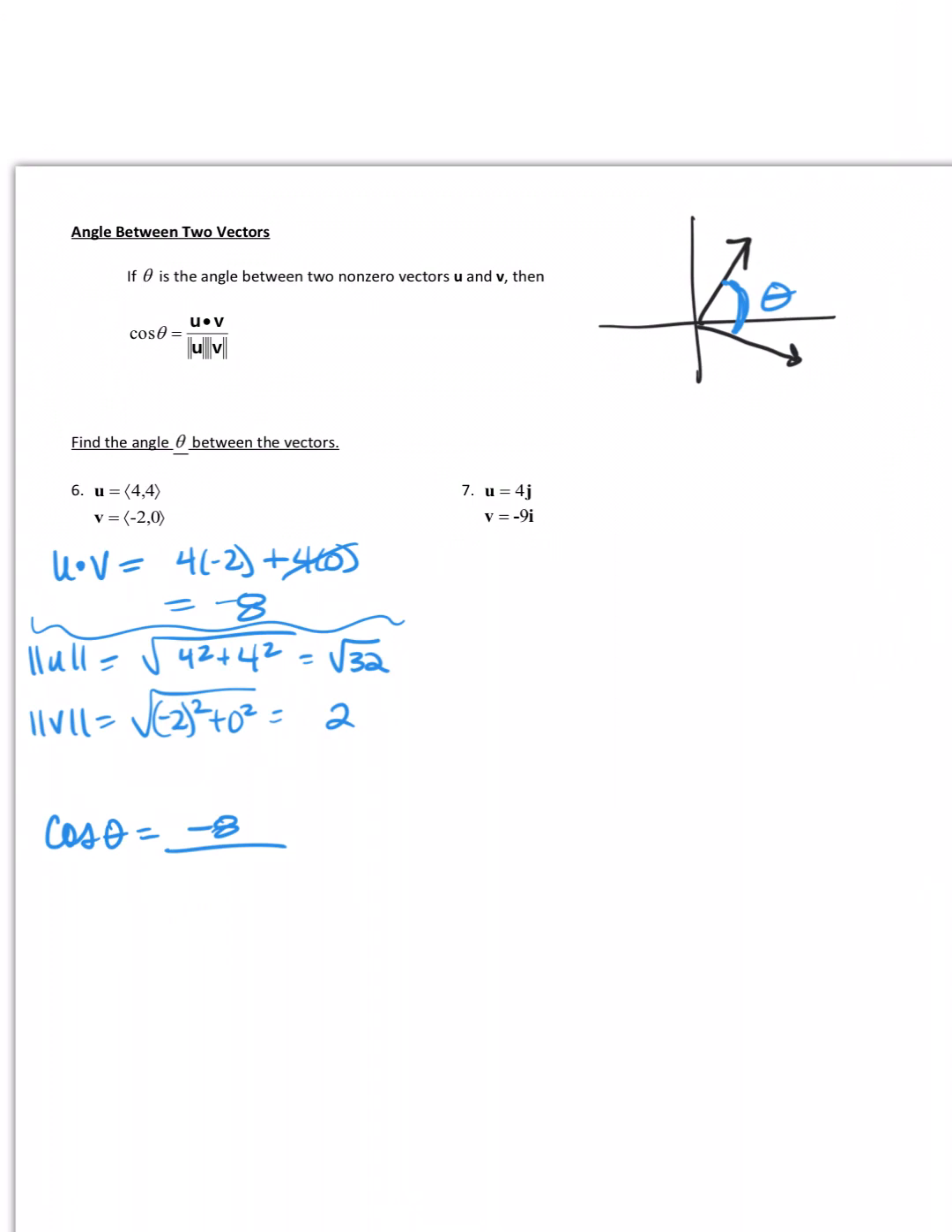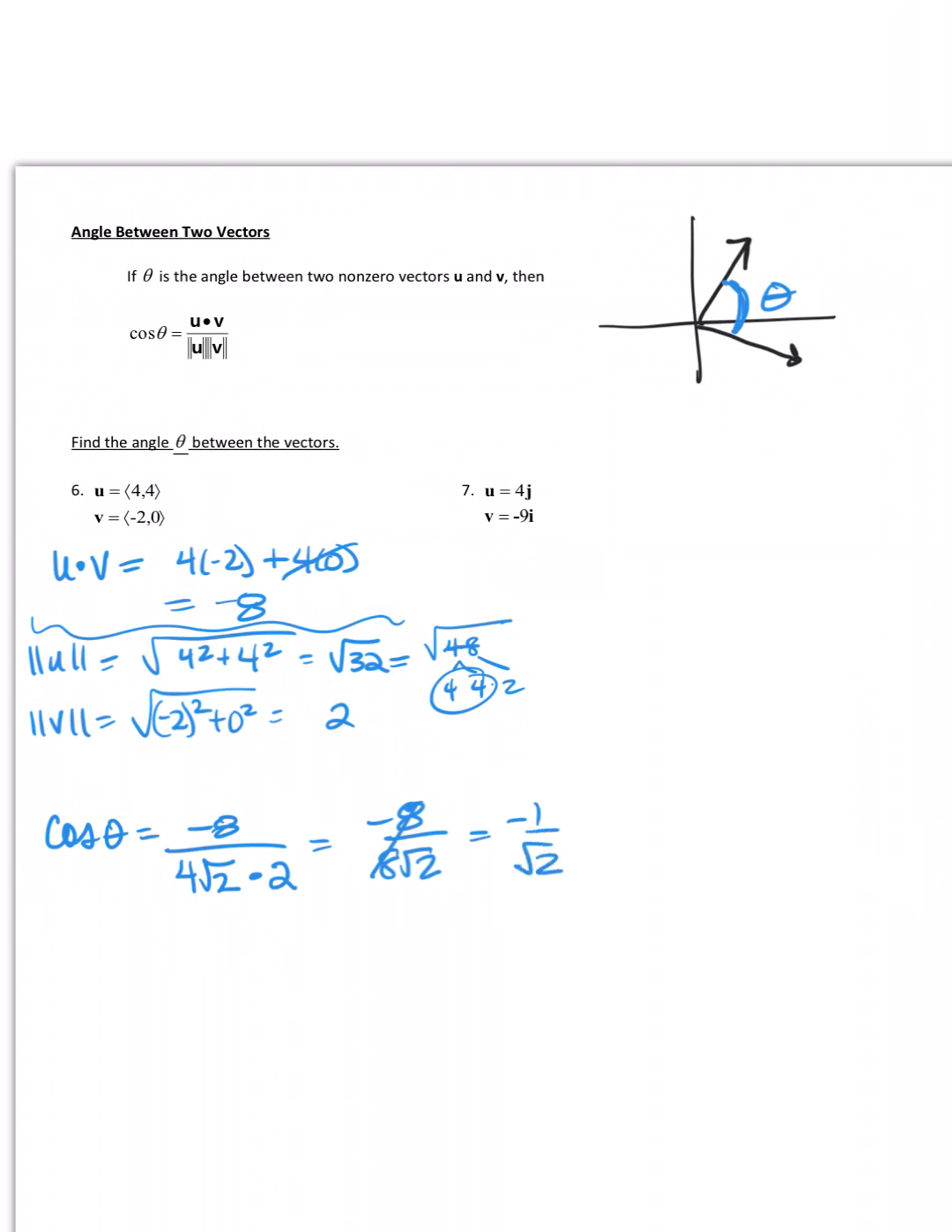Now, if I clean this up a little bit, I know that the square root of 32 is really 4 times 8, which is 4 times 4 times 2, right? So I can take a 4 out. So that'd be 4 square roots of 2 times 2. If I clean that up, this will be 8 square roots of 2, right? So if I cancel those 8s, I have negative 1 over the square root of 2.